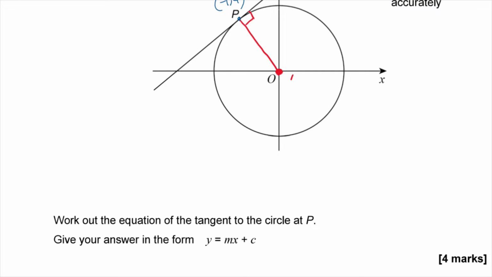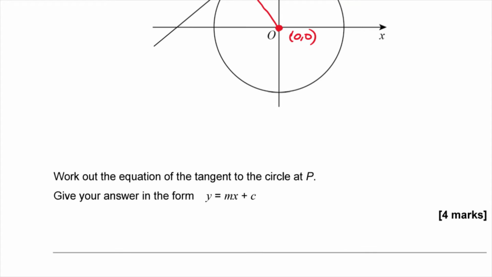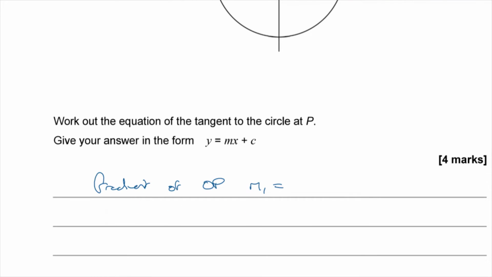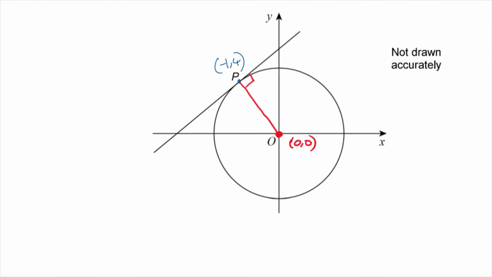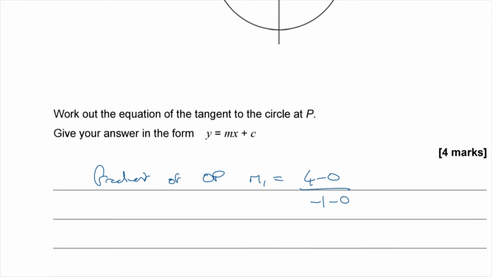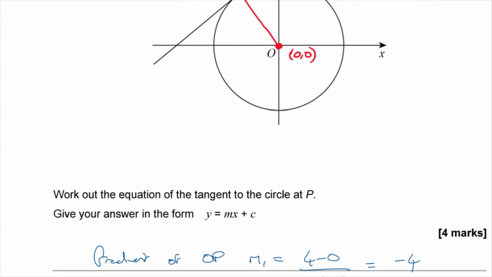So OP has obviously got the coordinates 0, 0 and -1, 4. So the gradient of OP, which I'm going to call M1, is going to be my change in Y, which is 4 subtract 0, divided by my change in X, which is going to be -1 subtract 0, which is 4 over -1, which is -4. So my gradient of OP is -4.